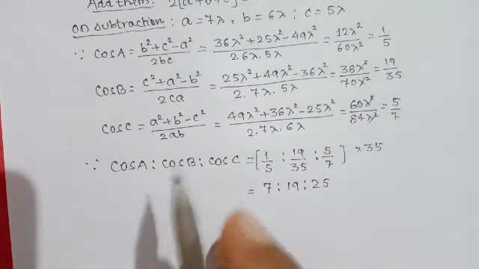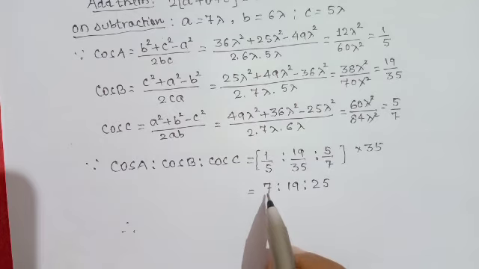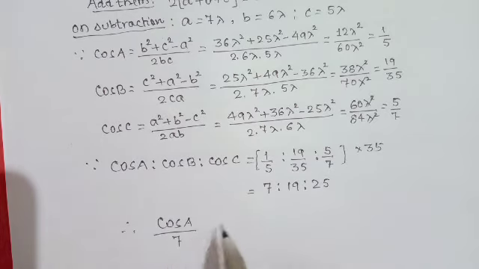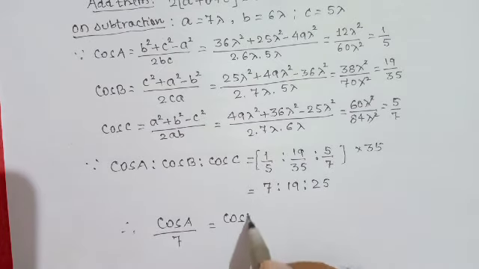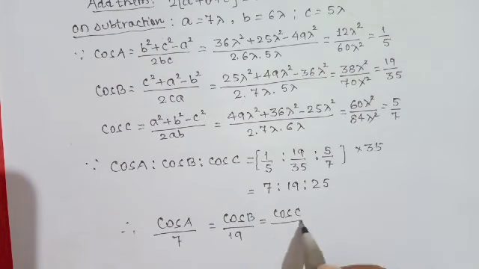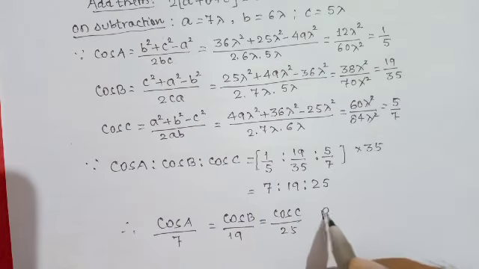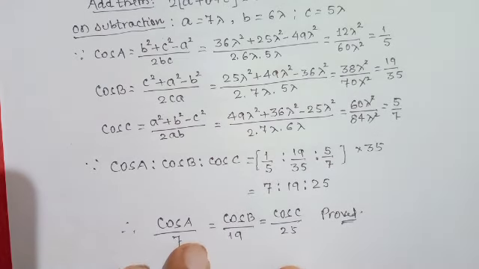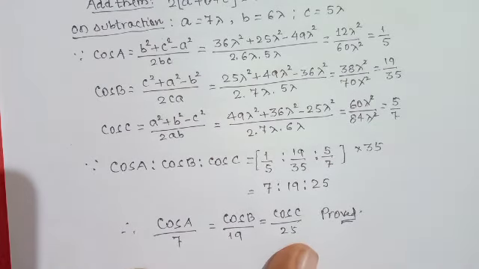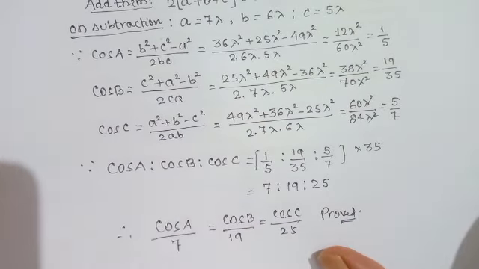And hence cos A upon 7 is equal to cos B upon 19. Cos B upon 19 is equal to cos C upon 25. This is your result. So children, in this way we will prove such type of problems. This is very important, how to get the result, how to prove it. Next, see one more question. Write down.